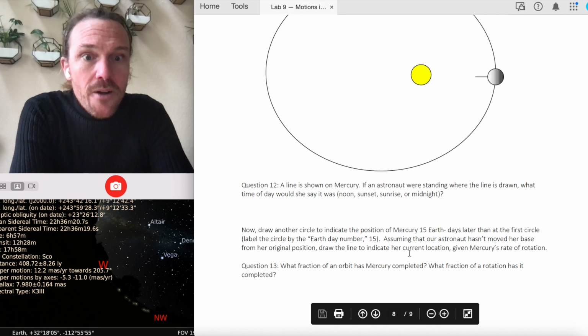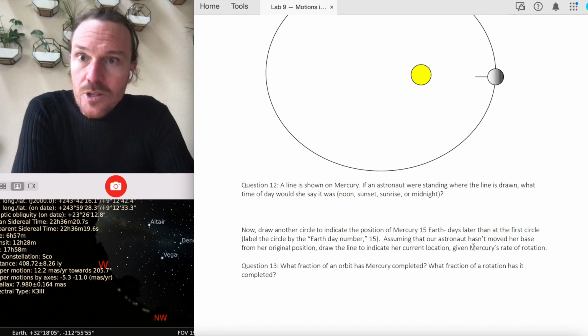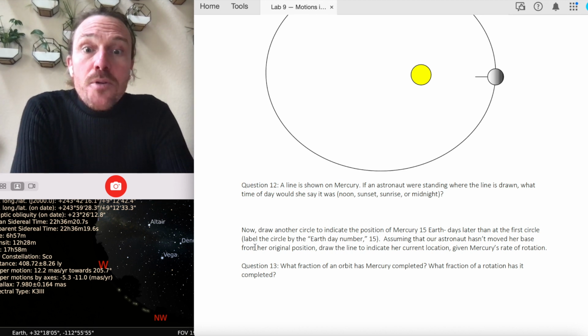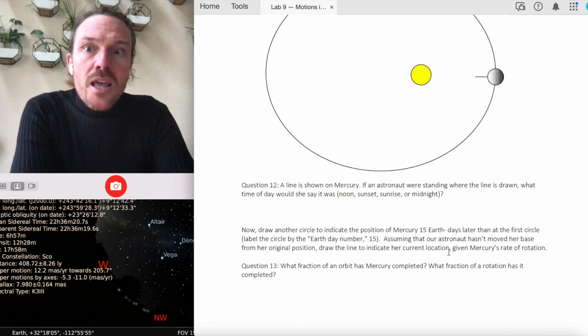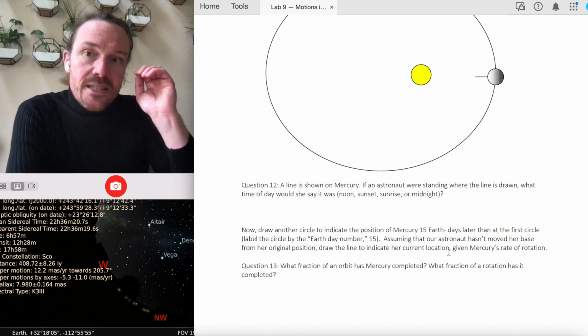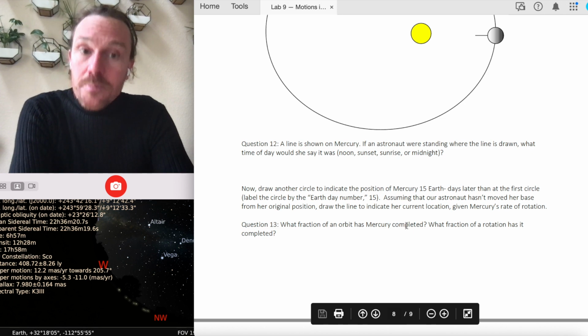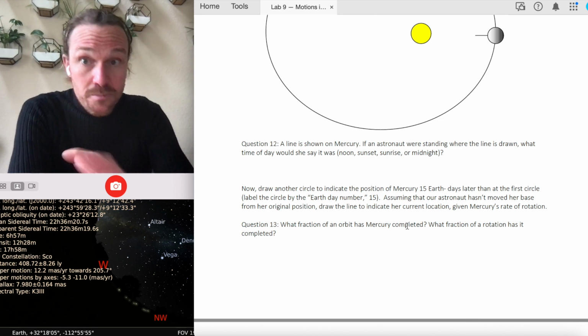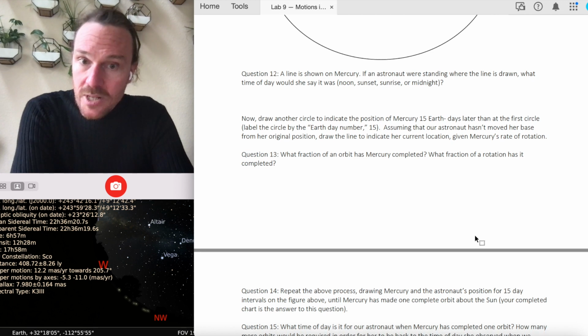Straightforward. All right, assuming that our astronaut hasn't moved her base, so it's totally fixed in place, just hanging out there, from her original position, draw the line to indicate her current location, given Mercury's rate of rotation. The line shows her current location, but even more than that, it's showing what she sees, her line of sight. All right, so what fraction of an orbit has Mercury completed? I'm referring to the 15 days. It's an easy question, I hope. What fraction of a rotation has it completed? That's a day, by the way. We talked about that.